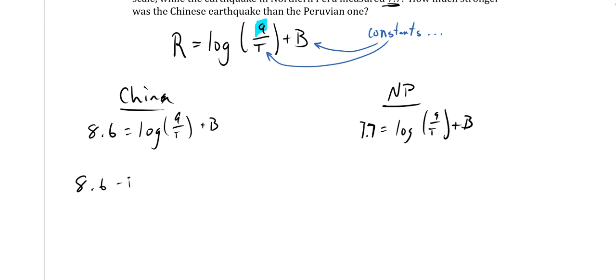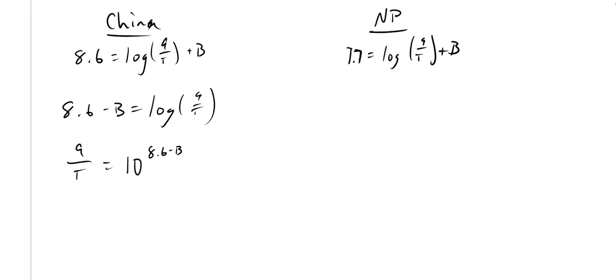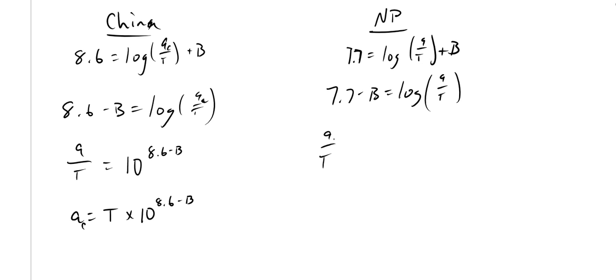So this is going to be 8.6 minus B equals log of A over T. And I'm going to rewrite this. A over T equals the base 10 to the exponent 8.6 minus B. And so A equals, I know this is kind of funky, but I'm rewriting this in terms of A, and there's all this other junk involved, but it always just works out. Okay, so this is A. I'm going to put a little subscript C for the amplitude or the intensity of China. And then for this one, it's going to work out exactly the same. 7.7 minus B equals log of A over T. So A of Peru equals 10 to the 7.7 minus B. And the amplitude of Peru, or the intensity of Peru, is T times 10 to the 7.7 minus B.